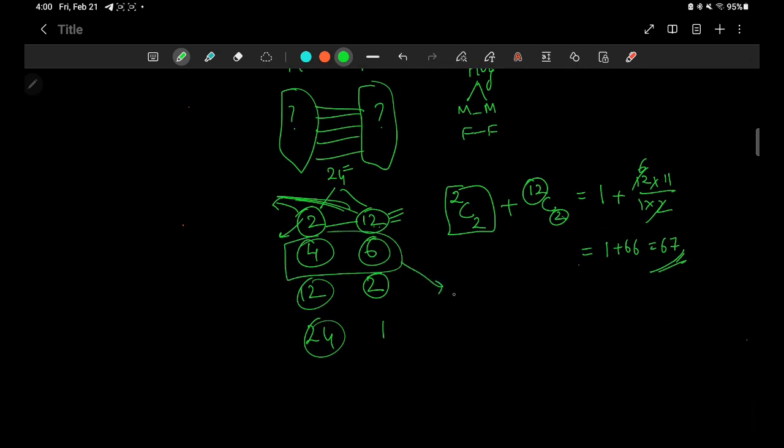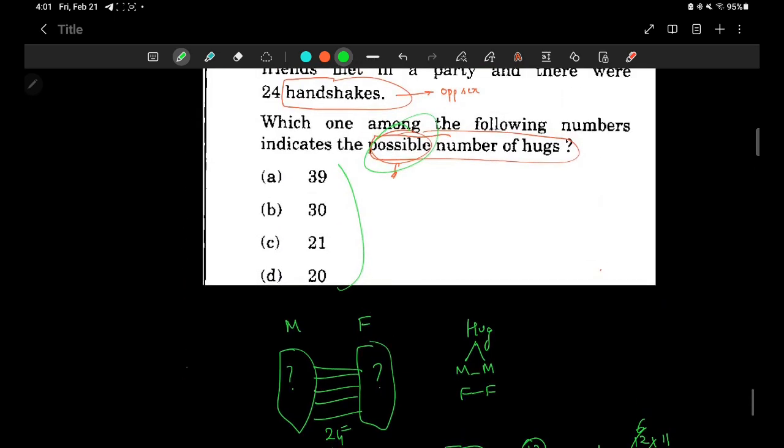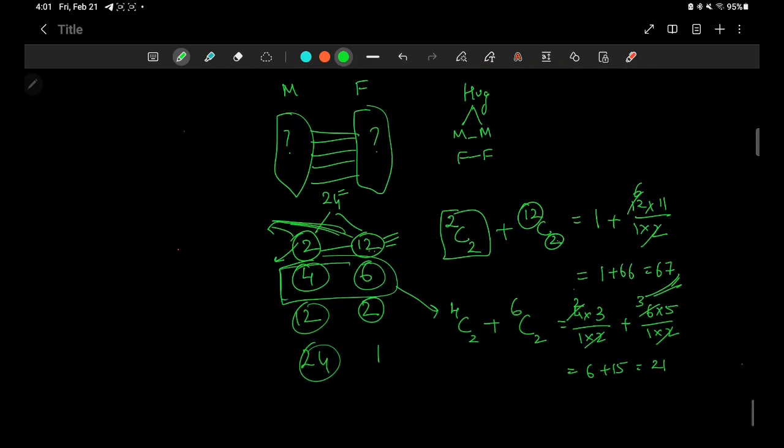Let's see 4 and 6. Among 4 males, if 2 males are selected for giving hug, or among the 6 females, if 2 females are selected for giving hug, then what is the combination here? Simplification, 4 into 3 by 1 into 2 plus 6 into 5 by 1 into 2. So this is 6 and this is 15. How much is the answer? 21. Is 21 there in the answer? Yeah, it is there. So this is the possible 4 and 6.